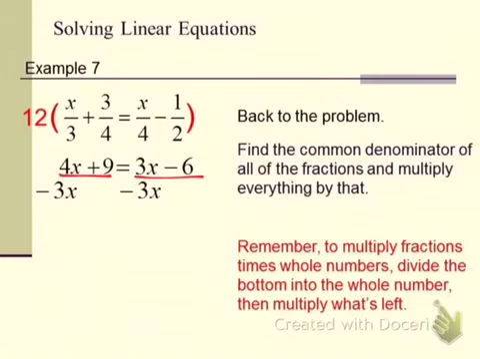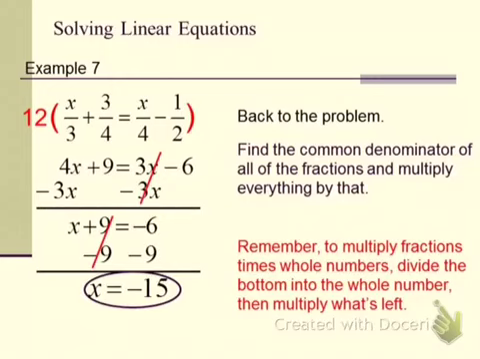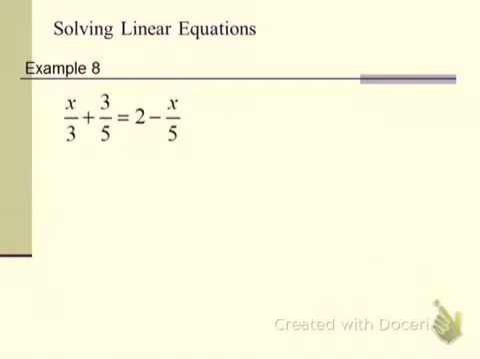Does everybody see that 4x plus 9 is an mx plus b expression? What's the slope of 4x plus 9? 4. The y-intercept is 9. The slope on the right side is 3. The y-intercept is negative 6. Because the slopes are different, we know we're going to have a solution. So when we subtract 3x, you're already finished with this problem. We get x equals negative 15. If you wanted to, you could plug negative 15 back into your original problem, check the answer, and make sure it works. It does.